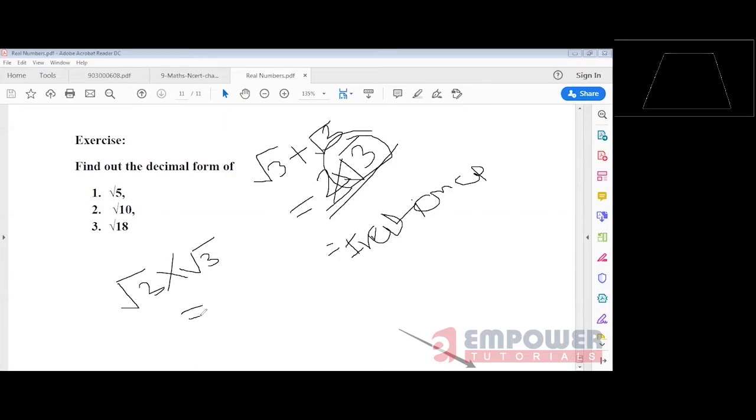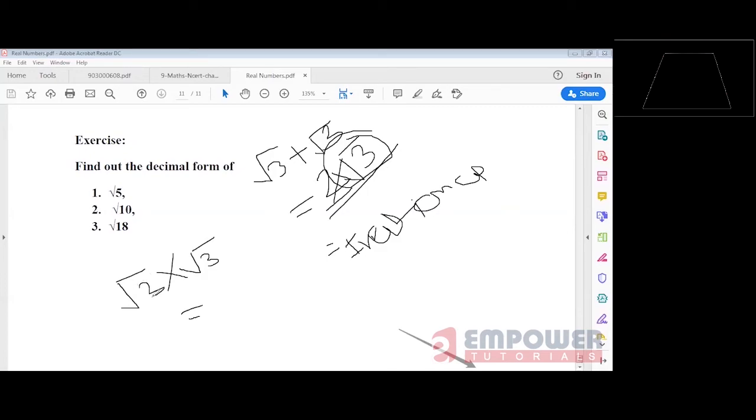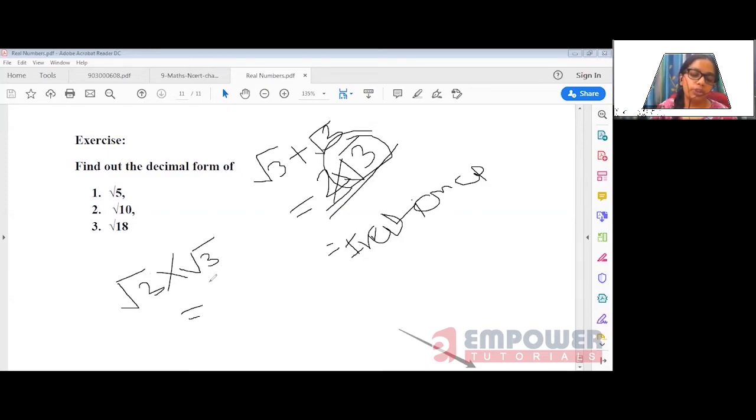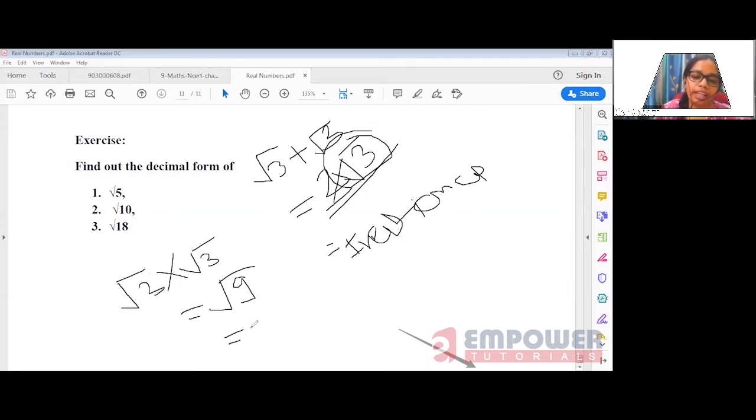Yes? Irrational. Who said irrational? Yes, why irrational? What will be the answer of this? Root 3 into root 3 will be root 9. Am I right? 3 into 3 will be 9, right? It should be 3. The square root of 9 will be 3. So this is a rational number. So it is not necessary.